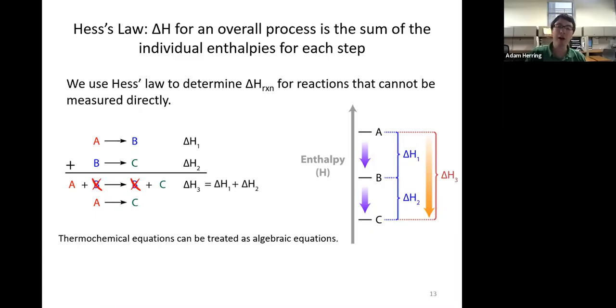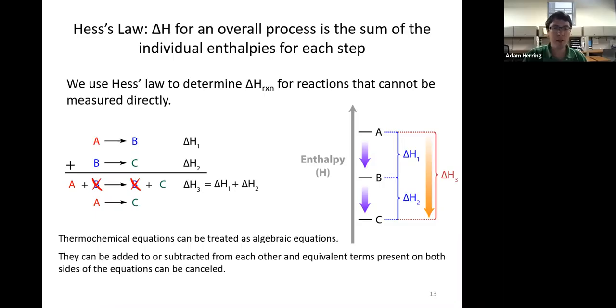So again, thermochemical equations can be treated as algebraic equations. We can add them together, or we can subtract them, or we can multiply them. And that's because, again, enthalpy is a state function, and enthalpy is a function of the amount of each substance. They can be added to or subtracted from each other. Any equivalent terms that are present on both sides of the equation can be canceled out in the same way as an algebraic equation.